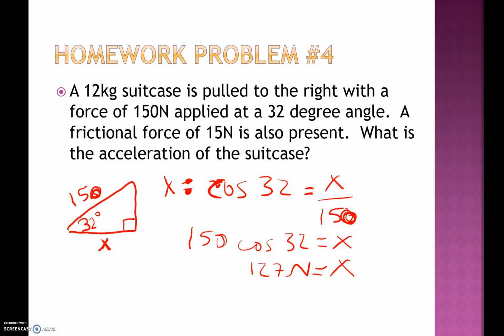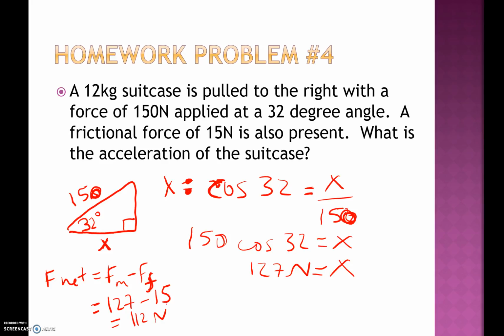Now, we don't want that. We want the acceleration of the suitcase. But what we need to do now is to find out what the net force is. All right. So to get the net force, I'm going to do F net equals force in the moving direction minus the frictional force. That should be an F, not a G, which equals 127 minus 15. So the net force is 112 newtons.